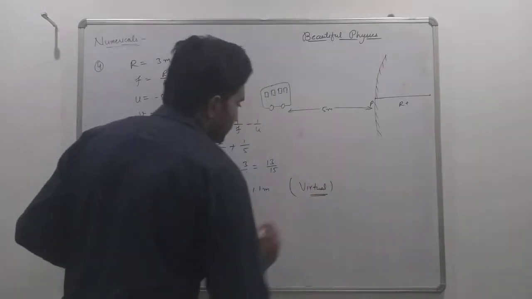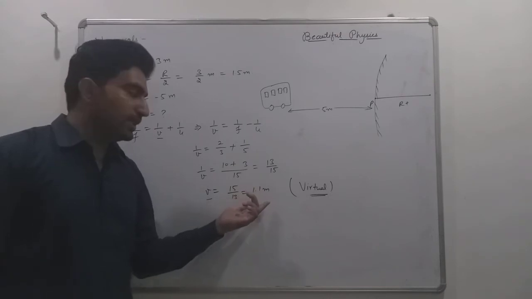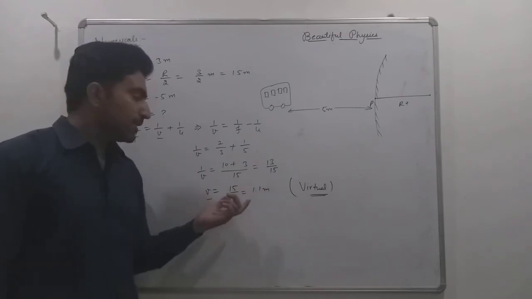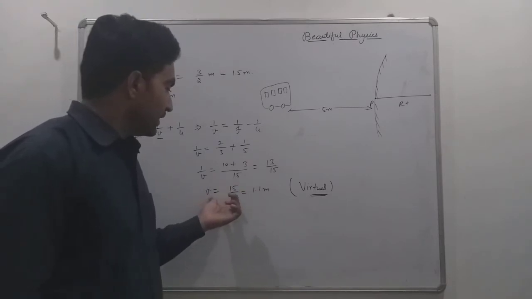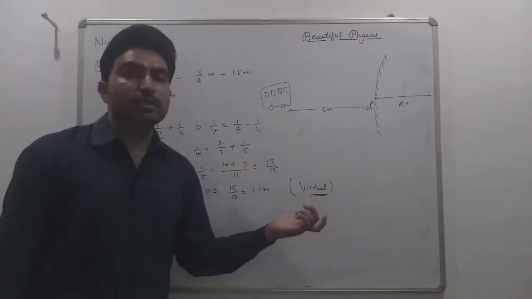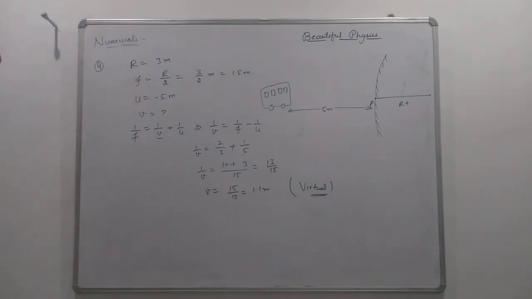Virtual image is formed because v is positive. If v is negative, then we say the image formed is real. But when the value of image distance is positive, then the image formed is virtual. Okay, next we have to find the size of the image.